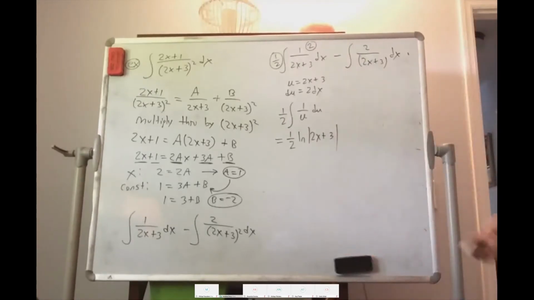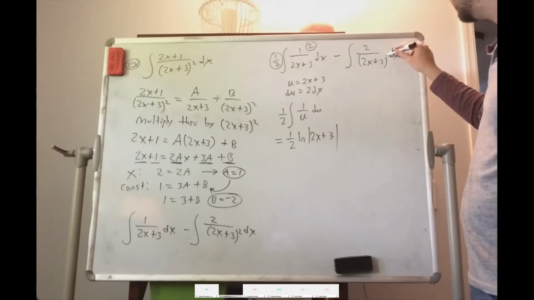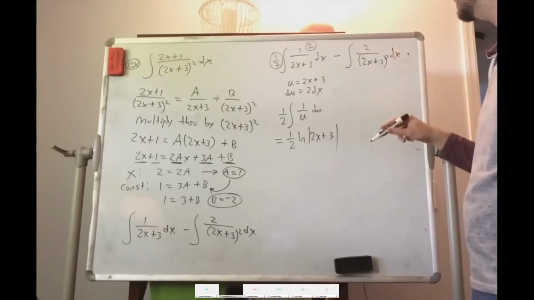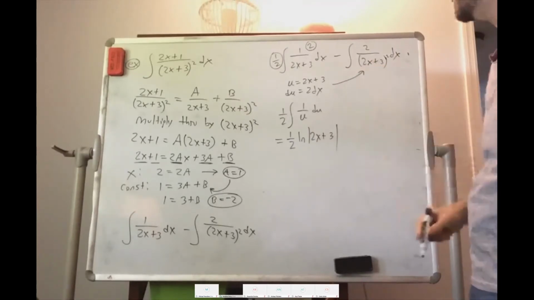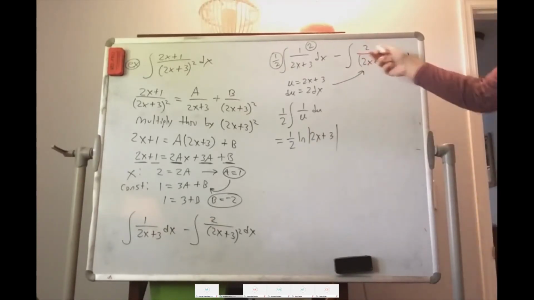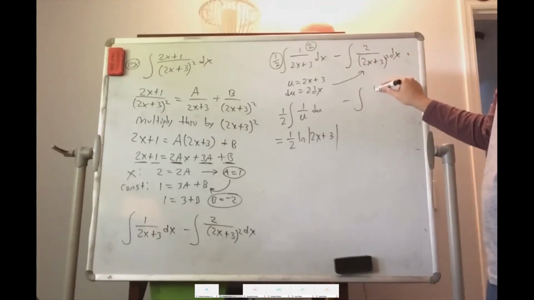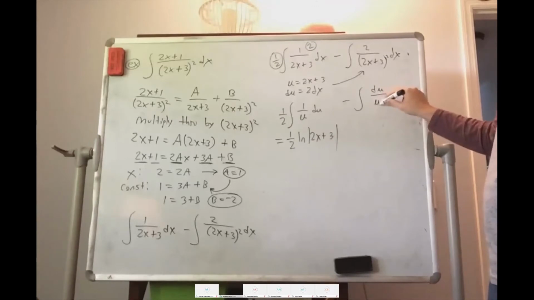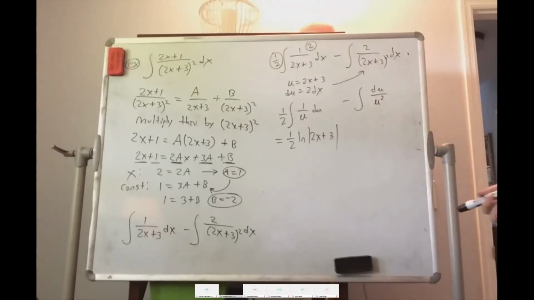So there's the first integral. Second one is 1 over 2x plus 3, squared. Second one's actually the exact same u du substitution, right? So I could just actually apply the same things here. I already have the 2 dx exactly where I need it, so it's minus the integral of du over u squared. So this is not a natural log, it's just a power of x in this case.